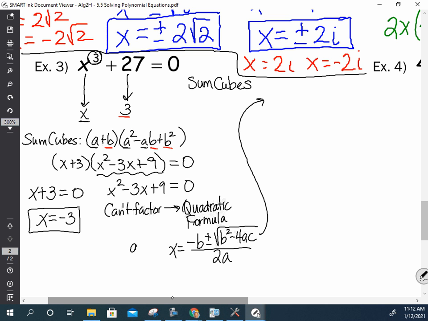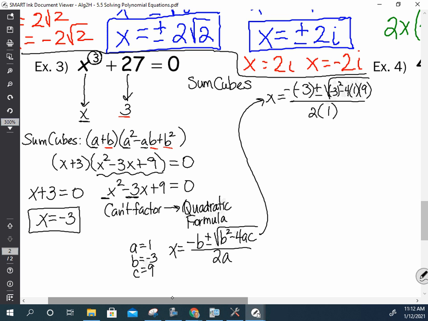So A is equal to 1, B is equal to -3, and C is equal to 9. So the opposite of -3, plus or minus the square root of -3 squared minus 4 times 1 times 9, all divided by 2 times 1. Quadratic formula. You're not going to run from it. You're going to solve it.